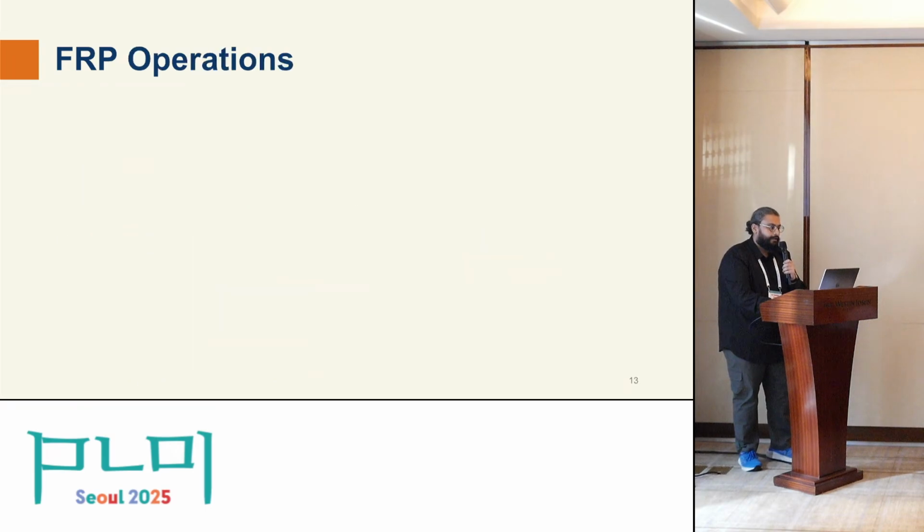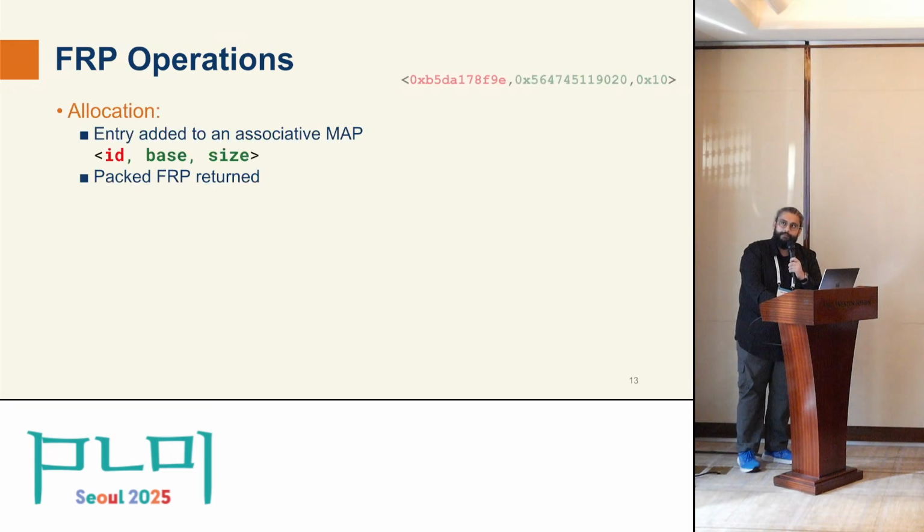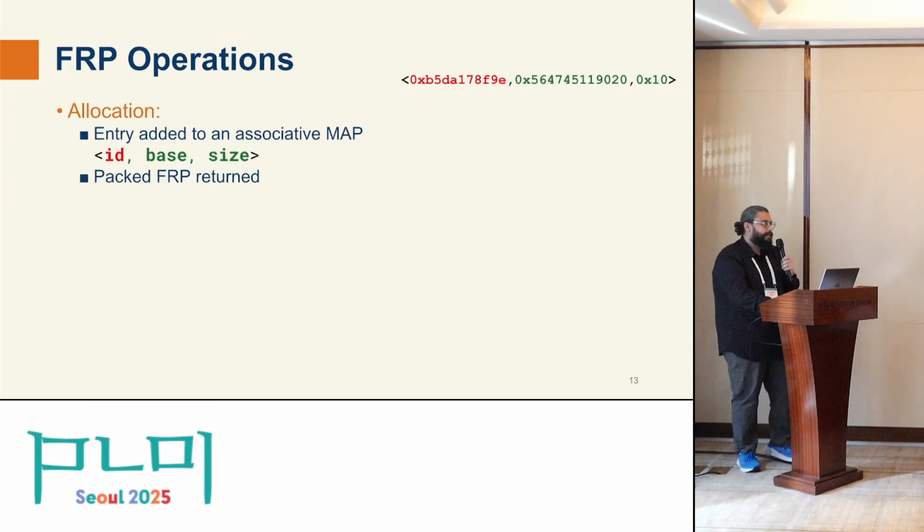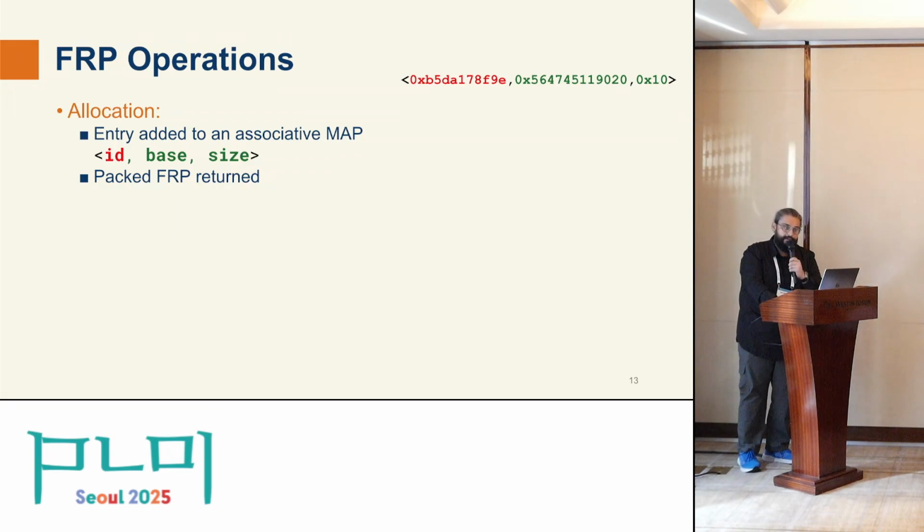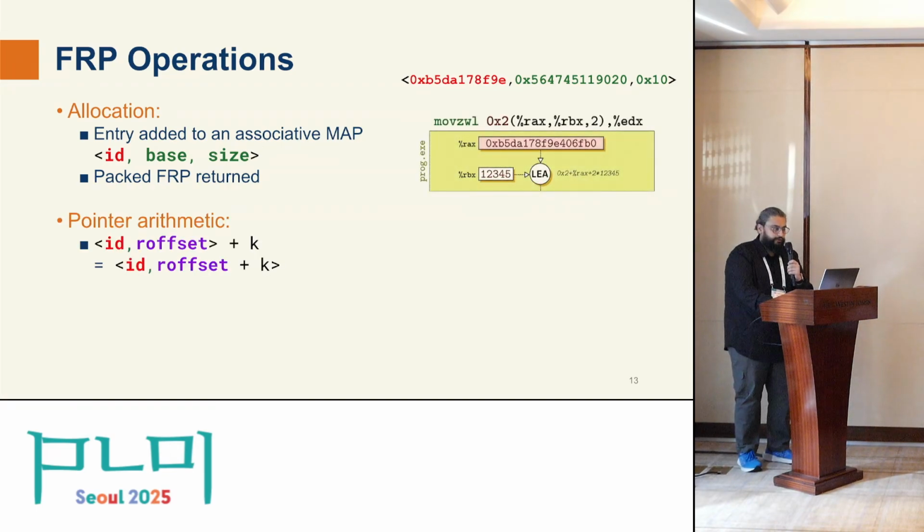However, FRP still needs to allow operations of the core requirements of a pointer. How does FRP do the low-level operations? On the allocation, a new entry is added to a map, which is fairly trivial. We add the ID of the object, base of the object, size of the object, and a packed FRP is returned to the program. Pointer arithmetic is straightforward. We just need to add or adjust the offset part of the pointer. The ID remains unchanged. This preserves object identity across pointer arithmetic operations.